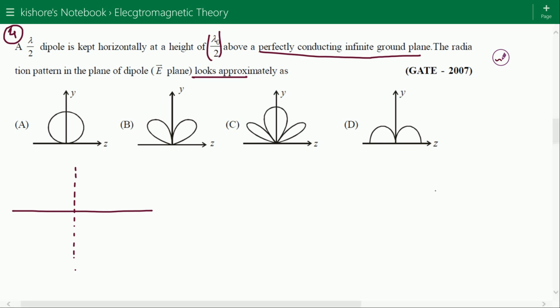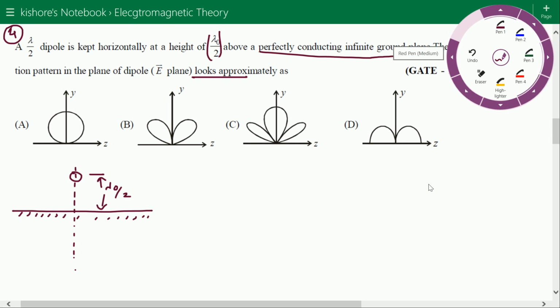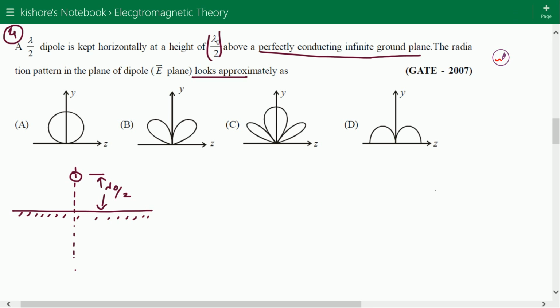This is the perfectly conducting infinite ground plane. And this one is the antenna at height of lambda naught by 2. Now there will be an image of this antenna at distance lambda naught by 2 below the perfectly conducting infinite ground plane.